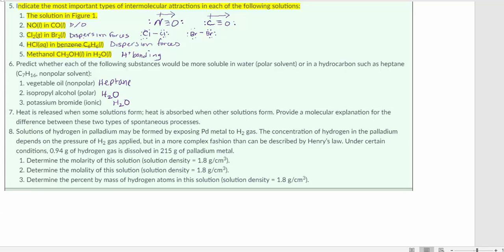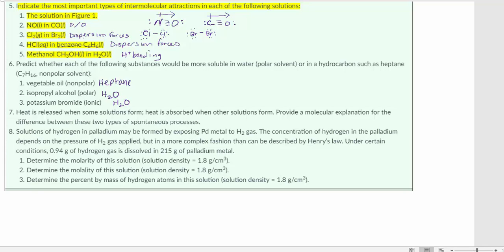Number 7, heat is released when some solutions form. Heat is absorbed when other solutions form. Provide a molecular explanation for the difference between these two types of spontaneous processes. To put it succinctly, if we're going to break weaker intermolecular forces and then form stronger ones, we will release heat. If we break stronger intermolecular forces and form weaker, we will absorb heat.